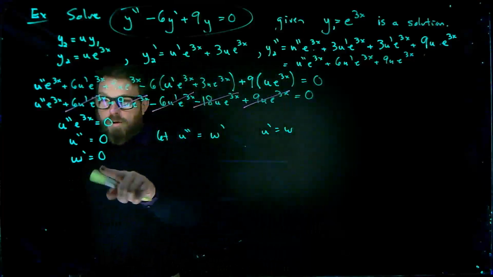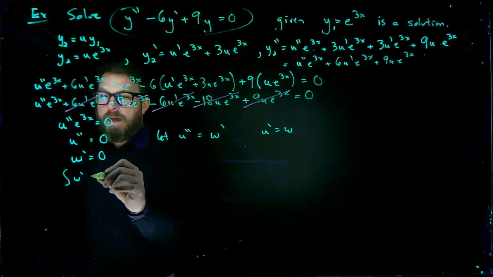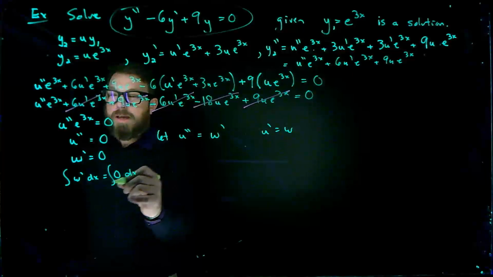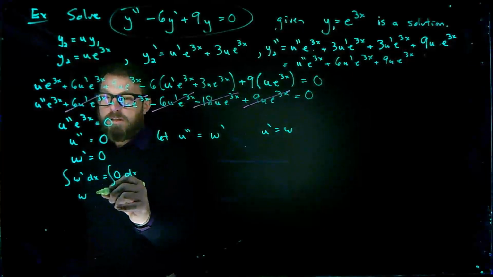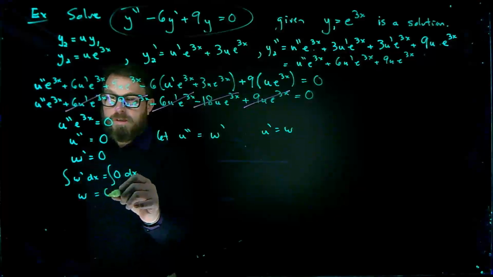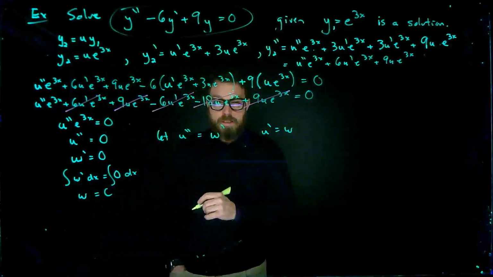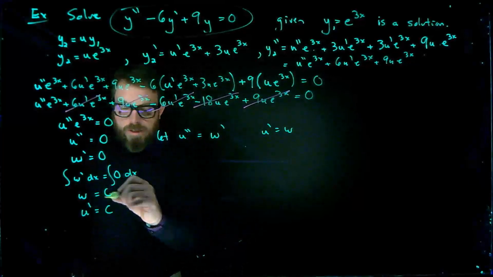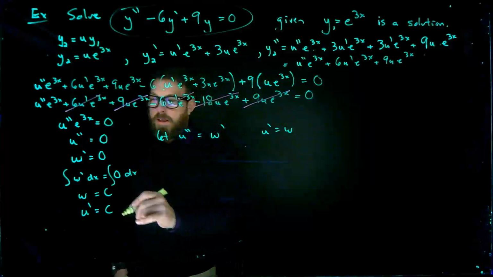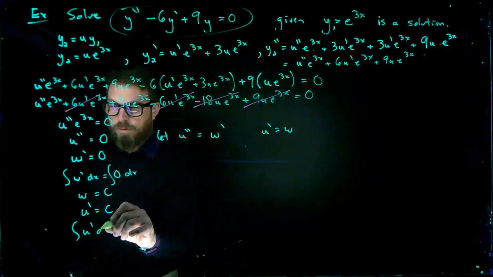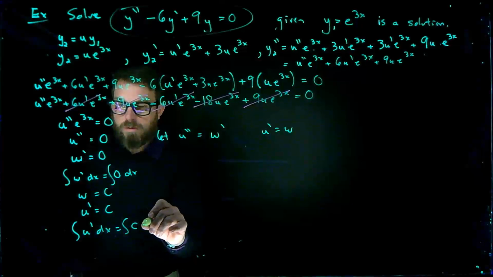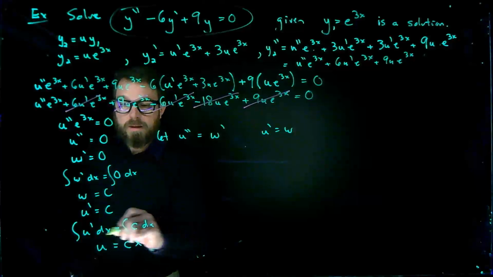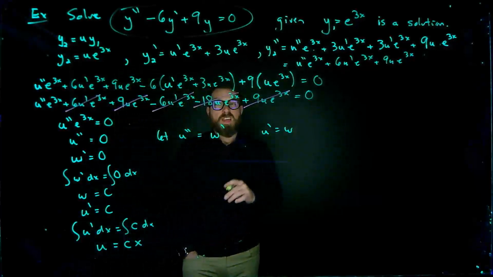So integrating this, the integral of w prime with respect to x is going to be equal to the integral of 0 with respect to x. So this is going to be equal to just w, and this is just going to be equal to c, which means that since w was u prime, u prime is equal to c. So guess what? We're going to do it again. The integral of u prime with respect to x is equal to the integral of c with respect to x. So this is just u, and this is just c times x, which is where that x comes from.